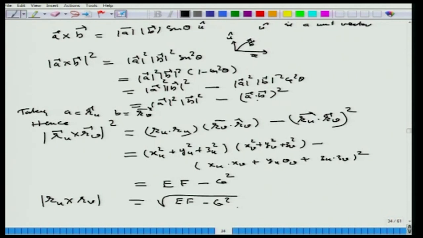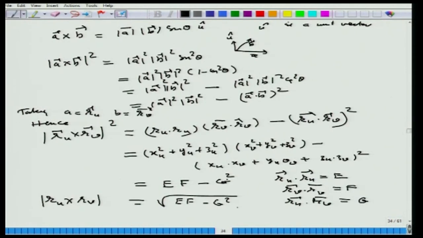This is a dot product of two vectors, that is a1 b1, a2 b2, a3 b3, where the a i's and b i's are the components of a and b respectively, the square of that. So, we get this r_u cross r_v absolute value square like this, and so this r_u dot r_u is E, that is how we define it, and r_v dot r_v is F, and r_u dot r_v is G.